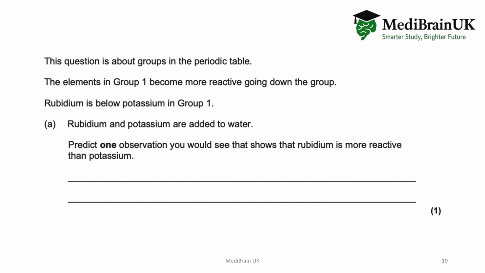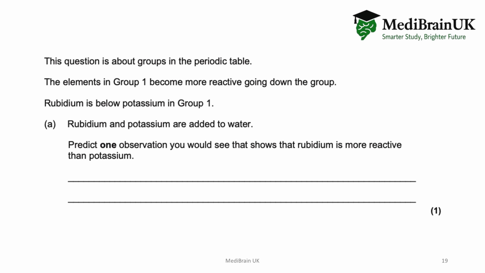Hi everyone, and welcome to our video where we will be looking at some exam questions on the Group 1, 7 and 0 elements from the periodic table. So if we have a look at this first question, it says this question is about groups in the periodic table. The elements in Group 1 become more reactive going down the group. Rubidium is below potassium and they are both added to water. Predict one observation you would see to show that rubidium is more reactive than potassium.